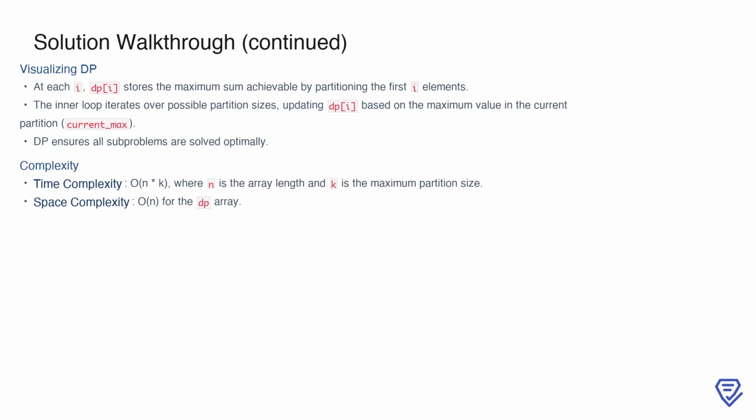The time complexity of this solution is O(n*k), where n is the length of the array and k is the maximum partition size. This is because for each i, we iterate over up to k partition sizes. The space complexity is O(n), as we only store the DP array. This efficient use of dynamic programming allows us to solve the problem within the given constraints.